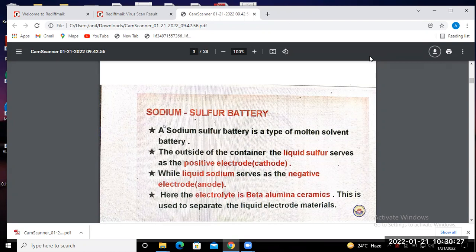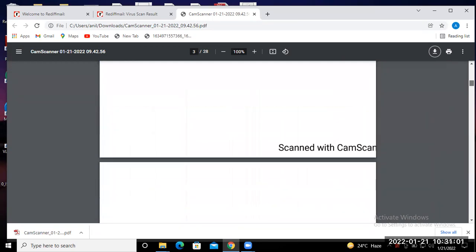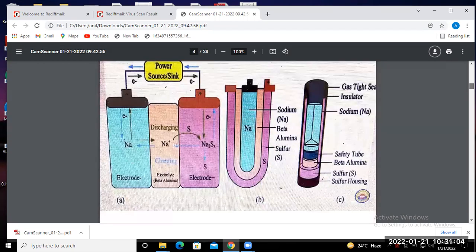Okay, so the main three components of any battery consist of two plates and one electrolyte separating these two plates as a dielectric medium. So the material used as the electrolyte is beta alumina ceramic, and the two electrodes, that means the positive electrode and the negative electrode, are liquid sulfur and liquid sodium. Okay. So these are the two electrodes, liquid sodium and sulfur. Okay. So this is the construction of the sodium sulfur battery.